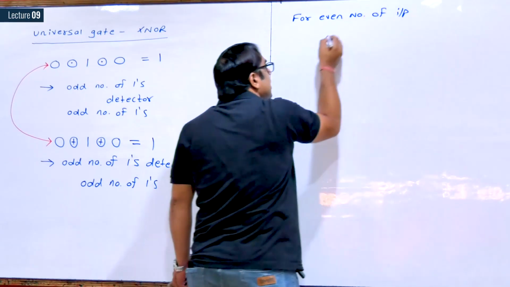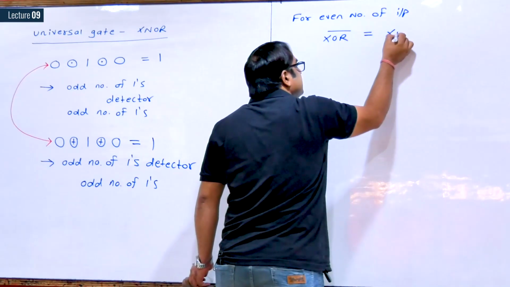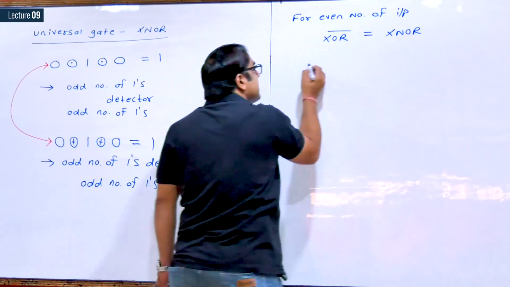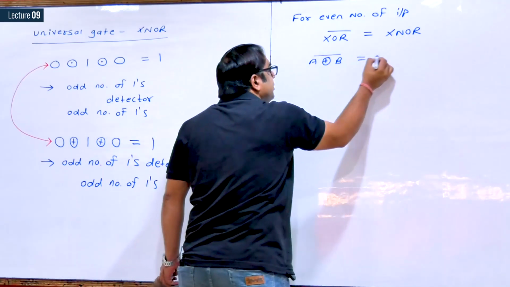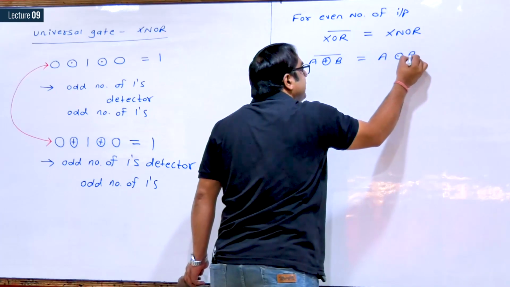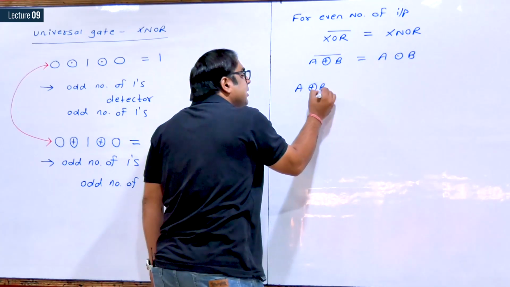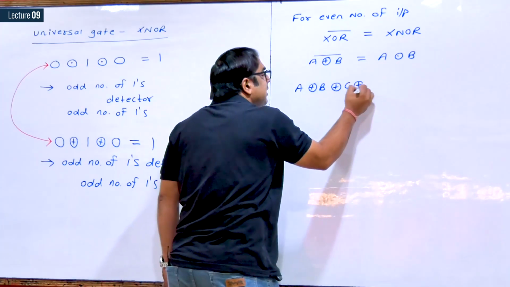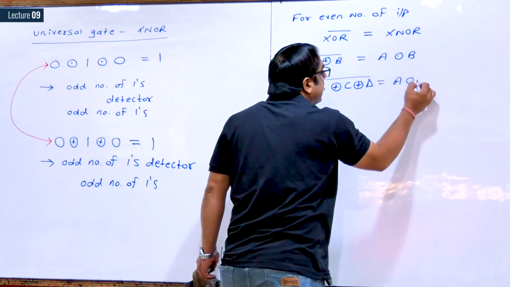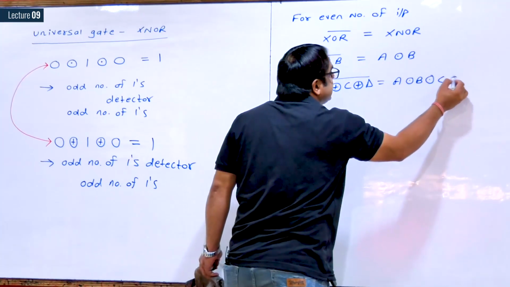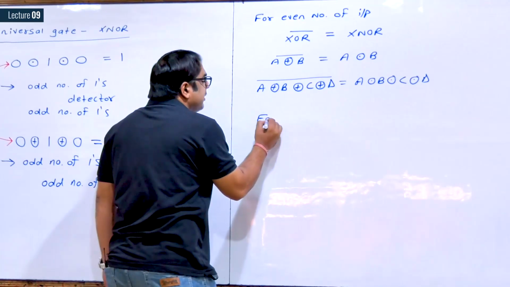For even number of inputs, XOR complement is equal to XNOR. For example, A XOR B complement is equal to A XNOR B. Or you can say A XOR B XOR C XOR D whole complement is equal to A XNOR B XNOR C XNOR D.